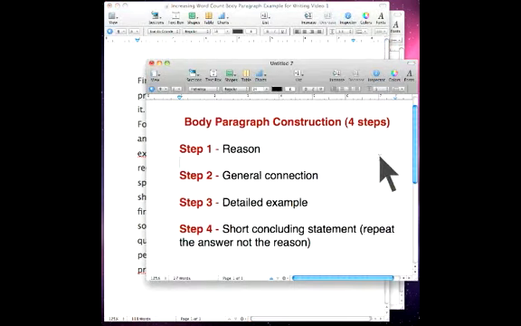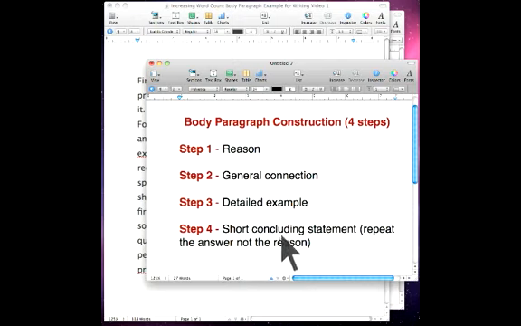First, we got to remember the basics. You know that when you create a body paragraph, we have 4 steps that we've learned. A lot of students learn those steps, but they don't apply them. So step 1 is to simply and clearly state your reason. Step 2 is to explain a general connection between the reason and the answer. And then step 3 is to give your detailed example. And then step 4 is to give a short concluding statement that repeats the idea of the answer, not the reason.